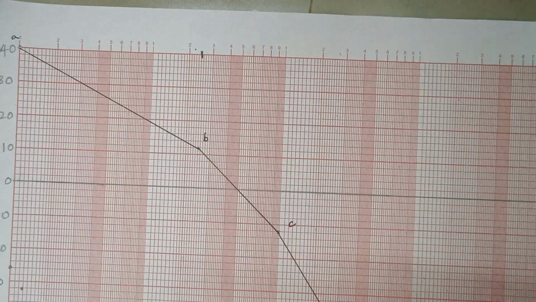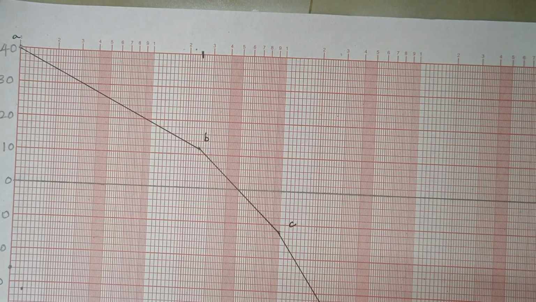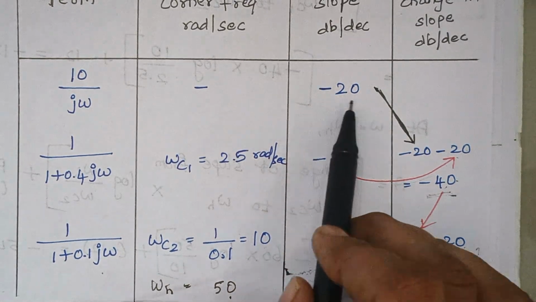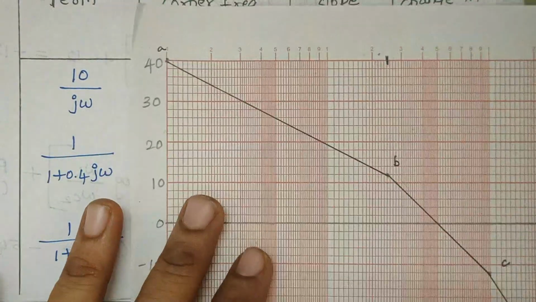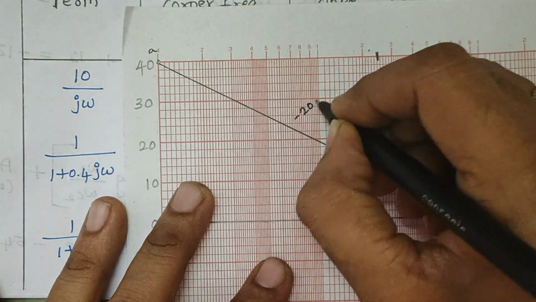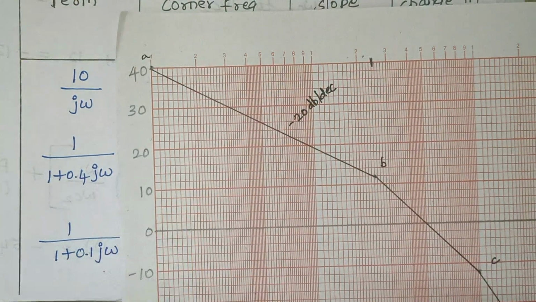The next step is we have to write the slope. So for writing the slope, again we have to go back to the table. So what is the value of the slope initially? It is minus 20. So here between A and B, you have to write the value of slope as minus 20 decibels per decade, right?